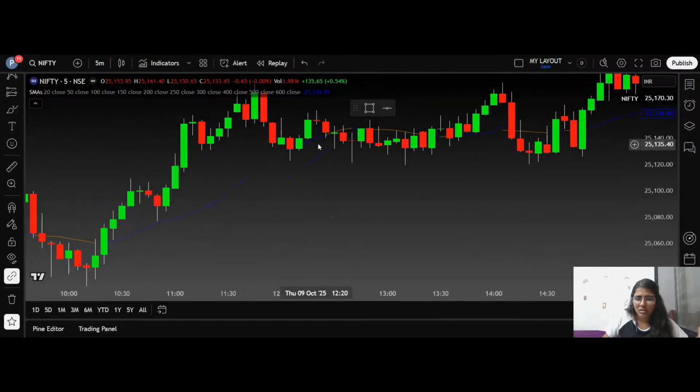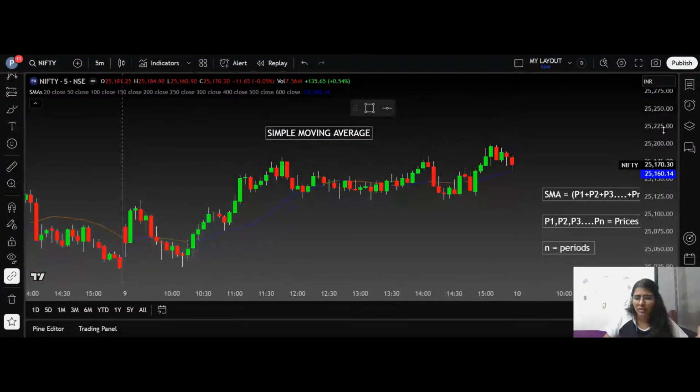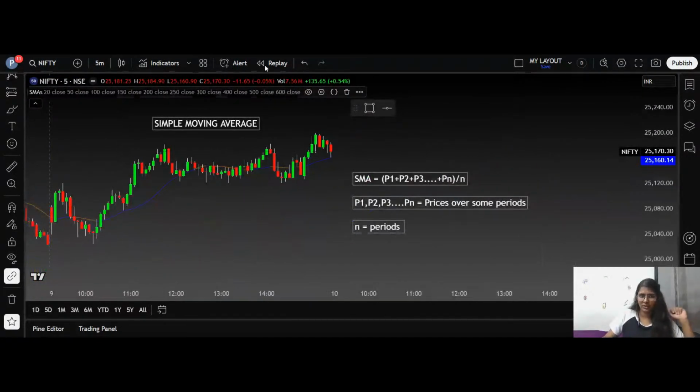See this line, this line, this line. In this way, we will be capable of drawing this line. Now the question is, how will we define an SMA indicator of TradingView? The average of a selected range of prices. This P1, P2, Pn are the range of prices.